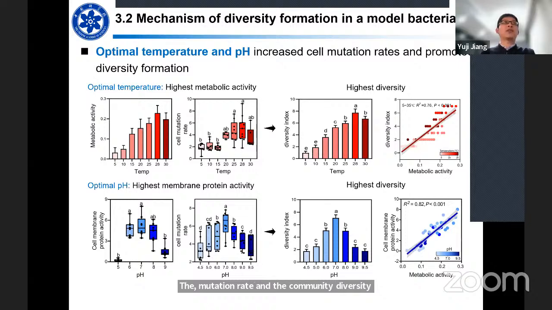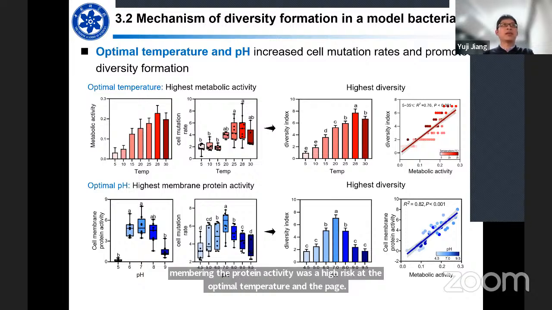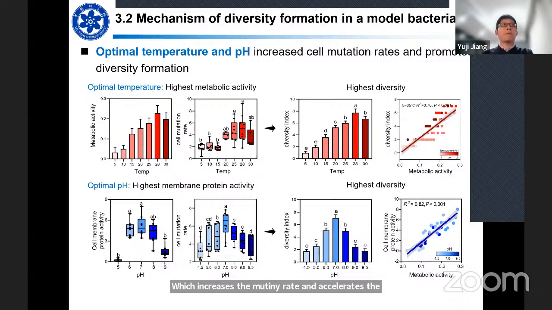Our study shows that the metabolic activity and the membrane and protein activity were highest at the optimal temperature and pH, which increased the mutation rate and accelerated the formation of the species diversity.